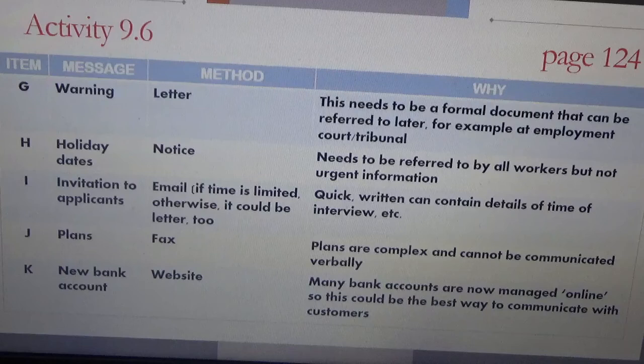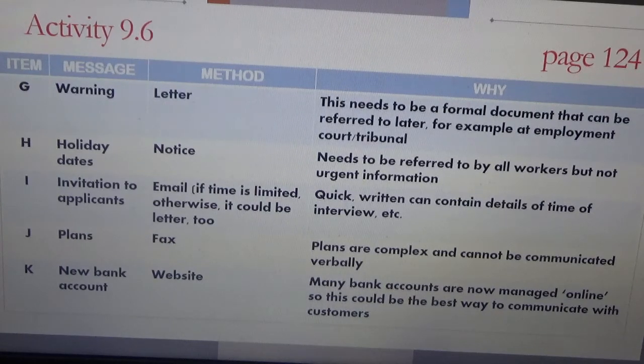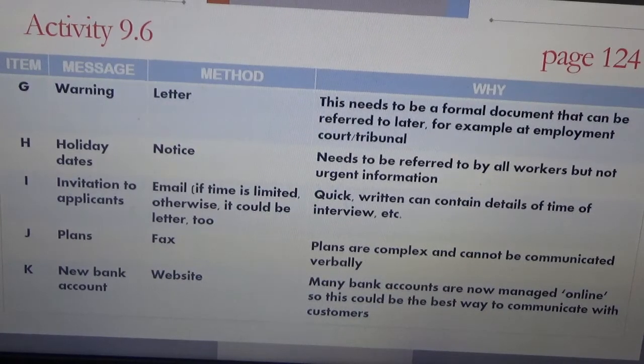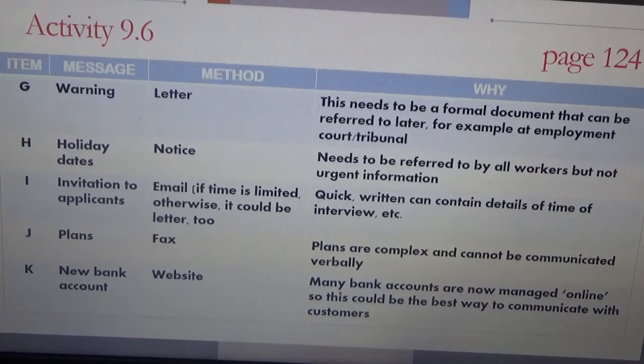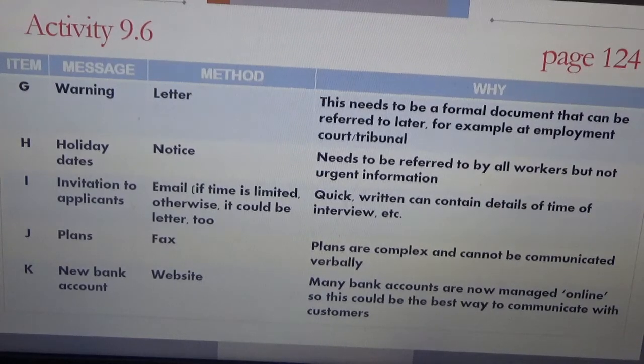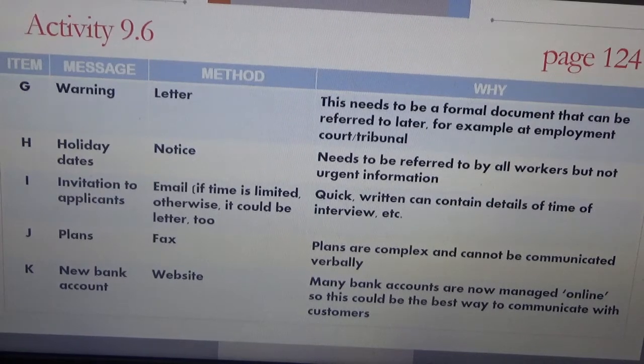Okay, letter I. We have the human resources manager who wants to invite an applicant for a job to an interview. So he will prepare the invitation to applicants via email if time is limited. Otherwise, it could be a letter. And why? Because it's quick and written method can contain details of time of interview and other details.